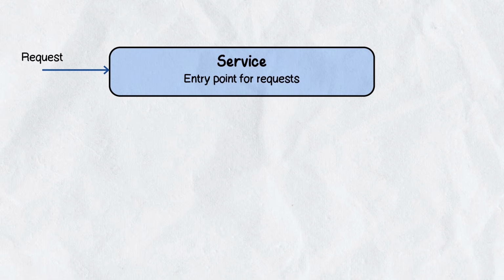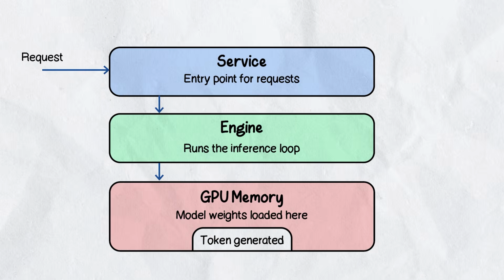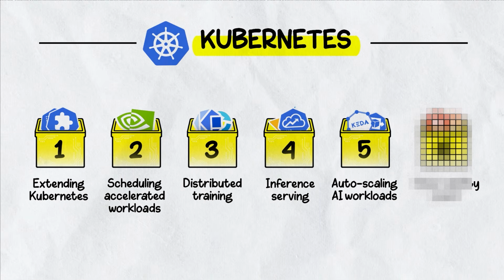good. Now here's a simple request journey. The request comes in through the service, it hits the engine, reads from GPU memory, and the token streams back out. That's the full path. Last piece. You have your inference service running. Now how do you scale it when there's a lot of traffic? That's our next bucket: autoscaling for AI.